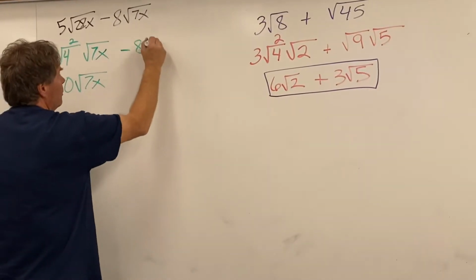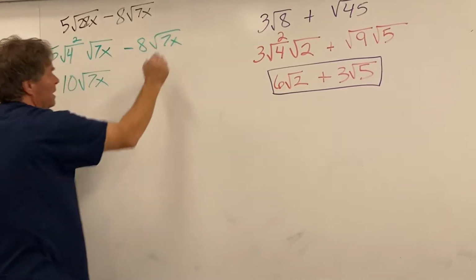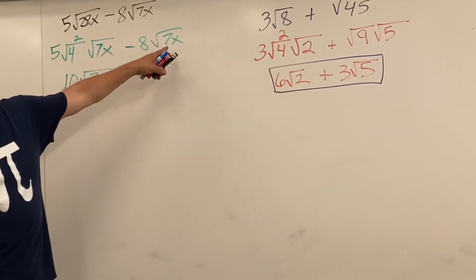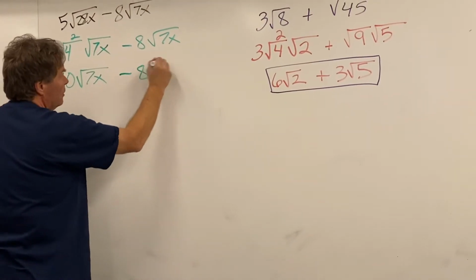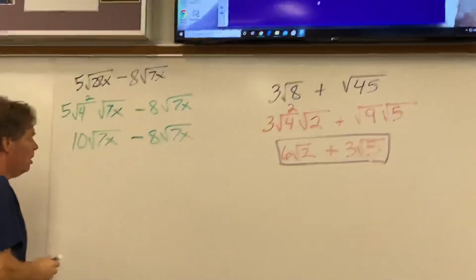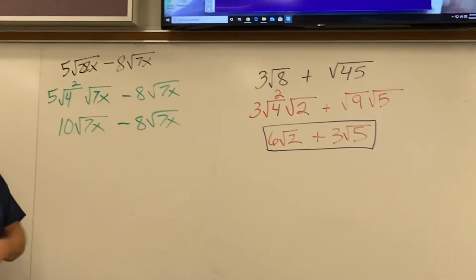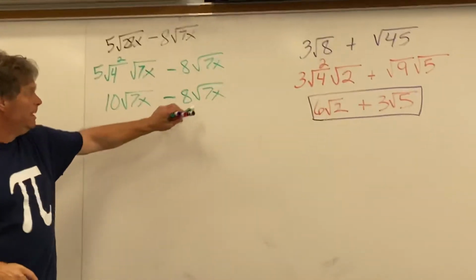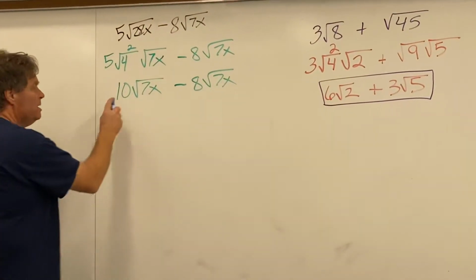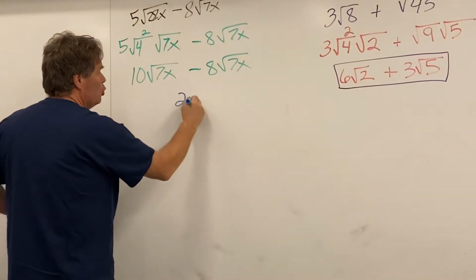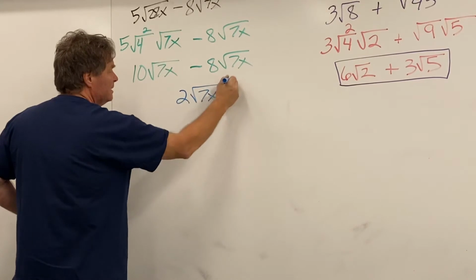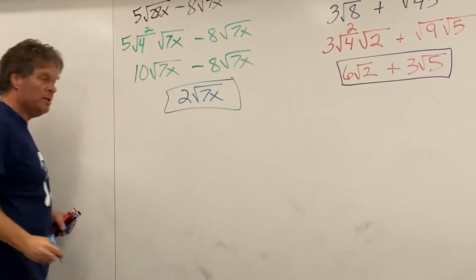Minus 8 root 7x. Wait a minute. Root 7x is just flat out ugly. Ain't nothing pretty about it. So you go 8 root 7x. Oh my gosh. Es lo mismo. So 10 this guy minus 8 this guy makes 2 of these guys. Cha-ching. There you go.